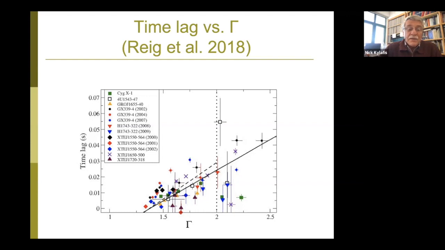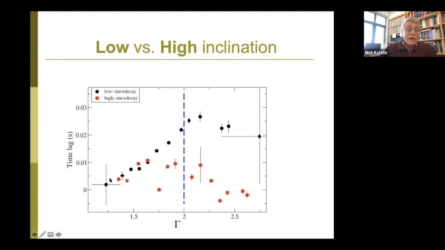But it had Pablo and me worried why there is so much scatter here. So Pablo did the following. He grouped these sources into two categories: those with low inclination, in other words, we see the accretion disk nearly edge on, and those with high inclination, we see the disk nearly face on. And the result is this. The low inclination sources do this, the high inclination sources do that, and all in between are in here. So if you put all in between, you get the previous plot. Look at it and look here. So inclination plays a role.